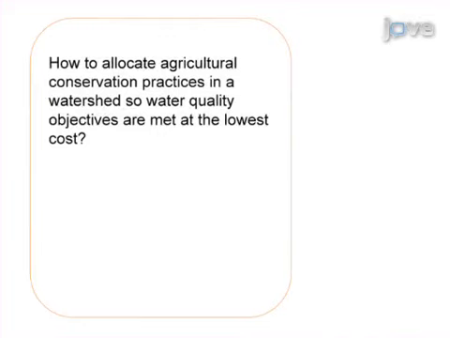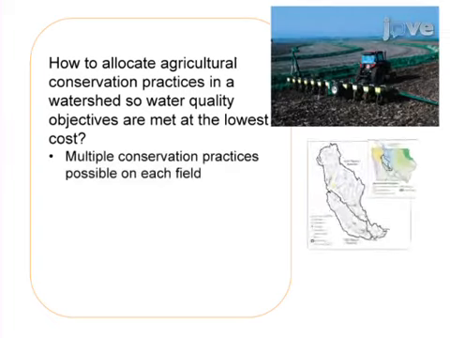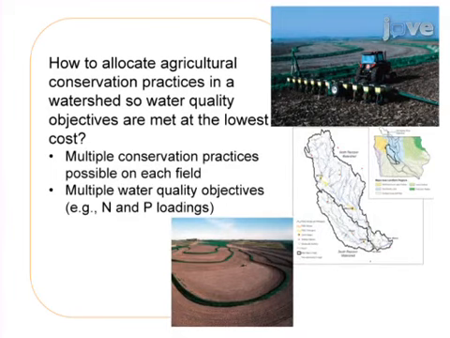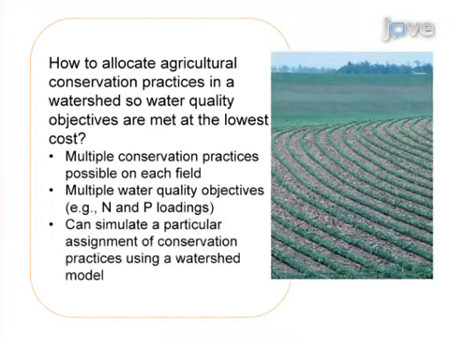The overarching question is how to allocate agricultural conservation practices in a watershed so water quality objectives are met at the lowest cost. Multiple conservation practices are possible on each field, and multiple water quality objectives may be important. A particular assignment of conservation practices can be simulated by a watershed process model.